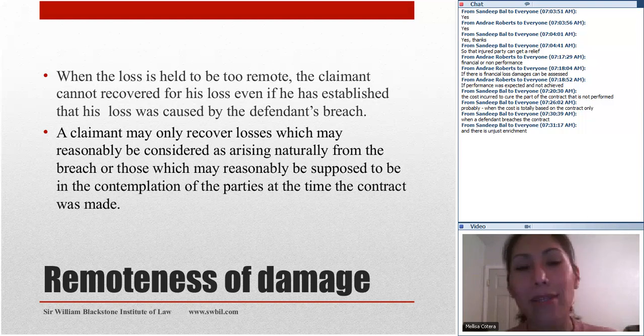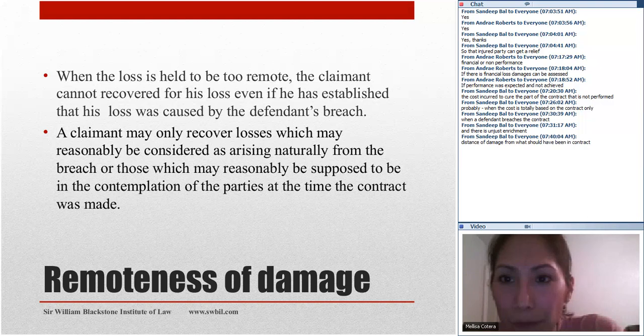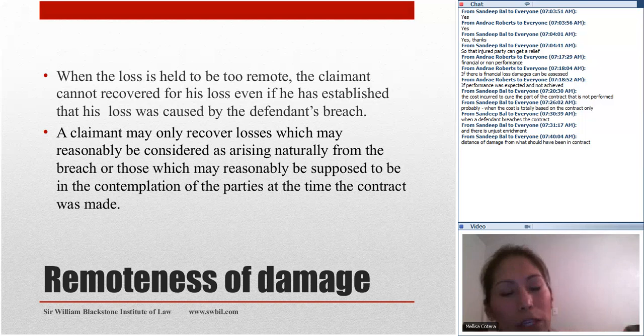What do you understand by remoteness? Distance of damage from what should have been in contract. Yes, thank you, Sandeep. When the loss of the injured party is held to be too remote, the injured party cannot recover for his loss, even if he has established that his loss was caused by the defendant's breach.